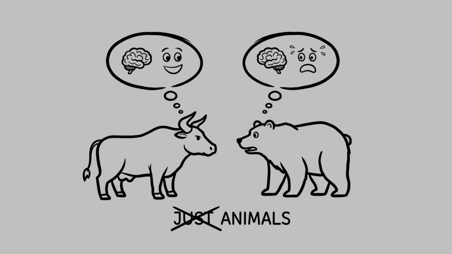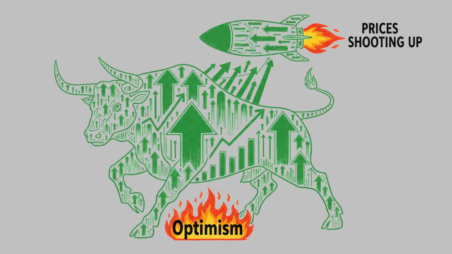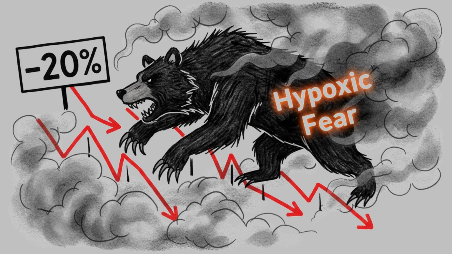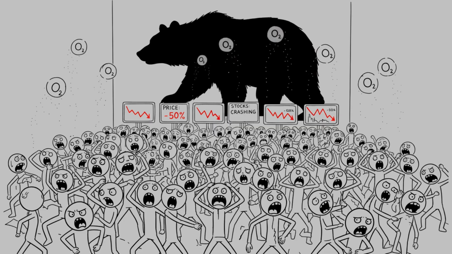Term 3 and 4, bull versus bear. These aren't just animals, they are psychological states. A bull market is fueled by optimism. Prices rise and Ben feels like a genius. A bear market is fueled by fear. Prices drop 20% or more as the oxygen leaves the room.